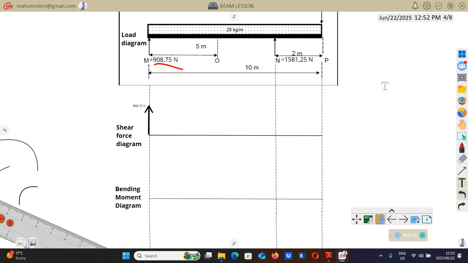When you draw the shear force diagram as well as the bending moment diagram, make sure that you show these values.